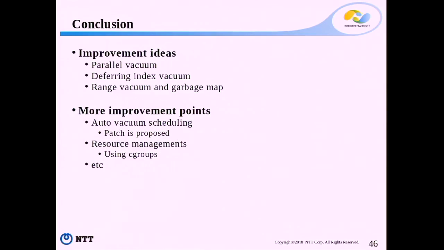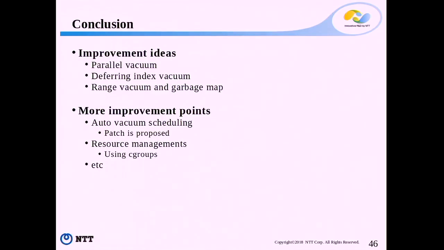So this is the conclusion of my talk. In this talk, I explained and proposed three vacuum improvements: parallel vacuum, deferred index vacuum, and range vacuum with garbage map. Other than them, there are other improvement points. First is autovacuum scheduling. This is under discussion on the hackers list and a patch has been proposed. And second is resource management.